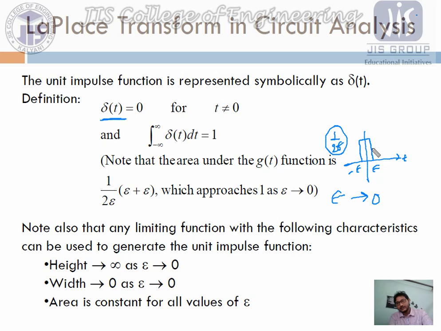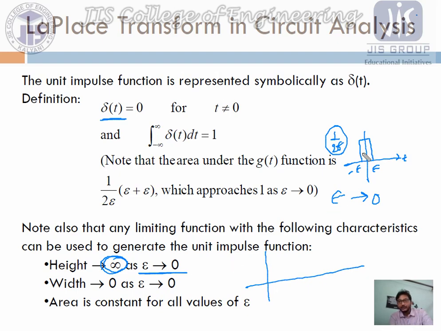So obviously the height of this impulse signal will be very high. One divided by twice into 0 means 0 in the denominator, so the height, or amplitude, is infinite. As epsilon tends to 0, the height is infinite. So one thing is clear: we are getting infinite height.